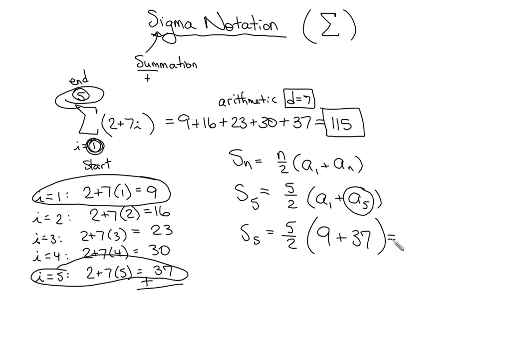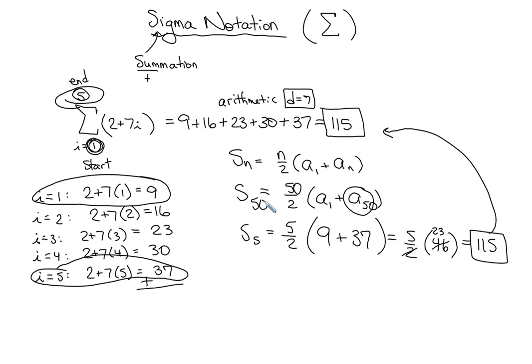Okay, so this gives us 5 over 2 times 46. Those cancel, and it gives you 23 times 5 is 115. Do you guys see it gave us the same answer? But this would basically be the same amount of work if I was doing S sub 50, 50 divided by 2, the sum of the first 50 terms. We would just plug in the first number, we would plug in the last number to get these two values. So it's much, much shorter than having to write out all the terms and do it manually. Questions about that?